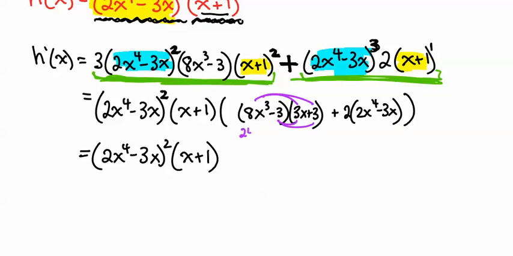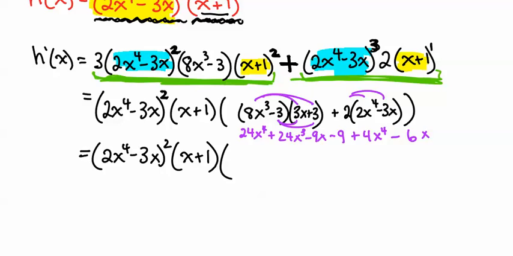So 24x to the 4 plus 24x cubed minus 9x minus 9. That's ugly. Okay, and then if I were to expand this bracket, I would get plus 4x to the 4 minus 6x. Okay, awesome. So now when I write my final answer, I just need to collect like terms.